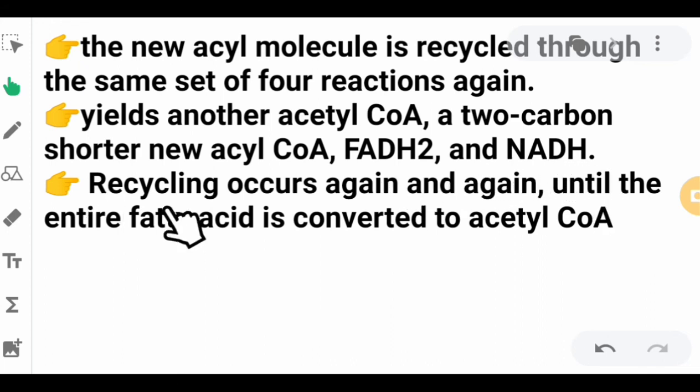And the recycling will continue again and again in the beta oxidation pathway until the entire fatty acid is converted to acetyl-CoA. So you know that acetyl-CoA is being used in the common metabolic pathway. So that is all for the oxidation of fatty acids.